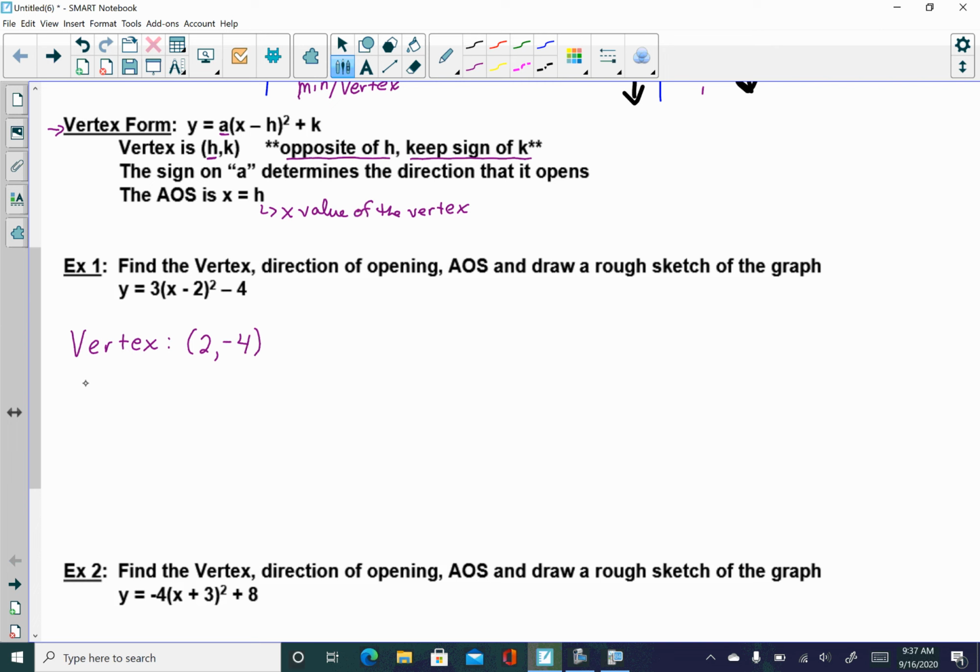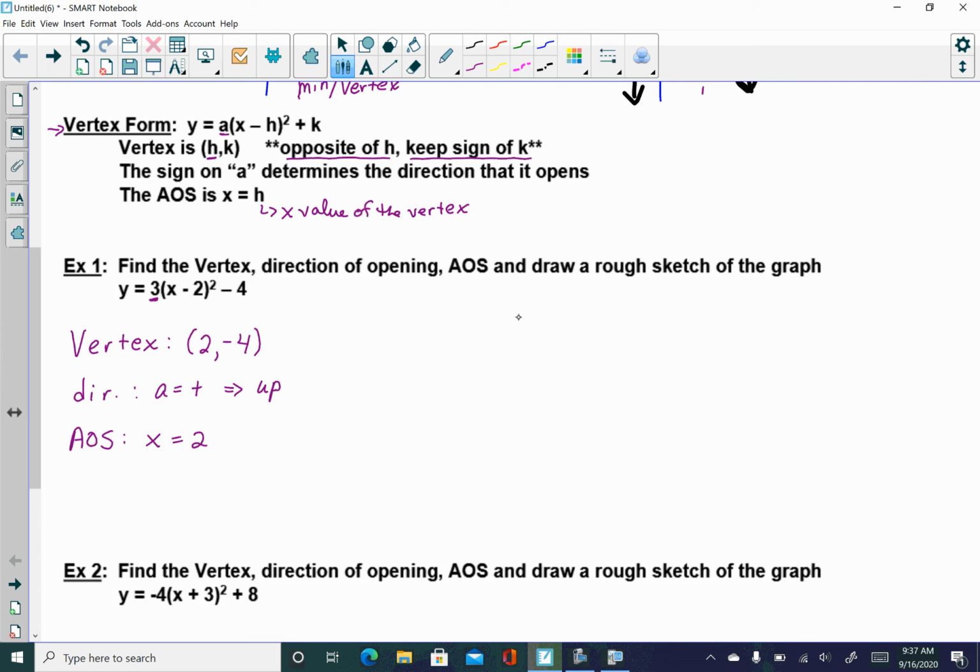The direction that it opens, so I'm just going to put dir here for direction. Your a here is positive, so I'm just going to put here a equals positive. So we open up. There we go. Then we can spell better. There we go. Write better. All right, and then lastly, we want the axis of symmetry. I'm just going to abbreviate that as AOS. And axis of symmetry is x equals the x value of your vertex, x equals 2.